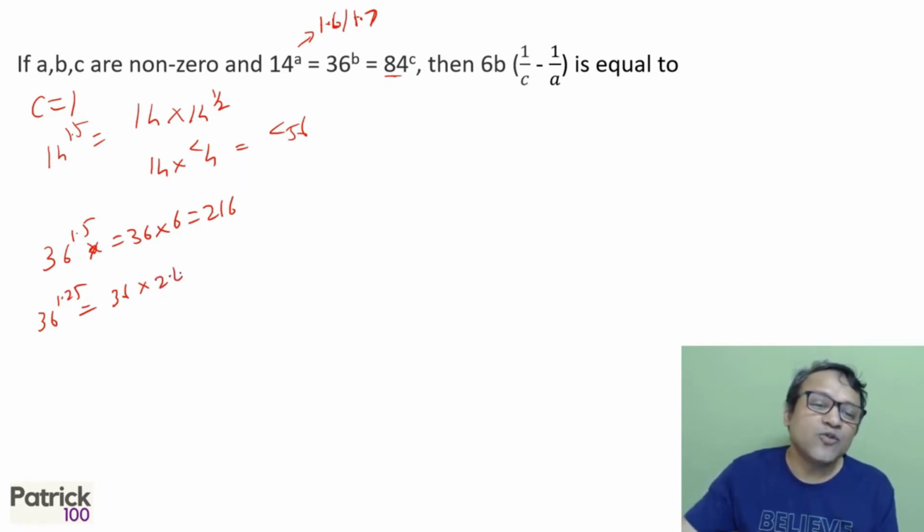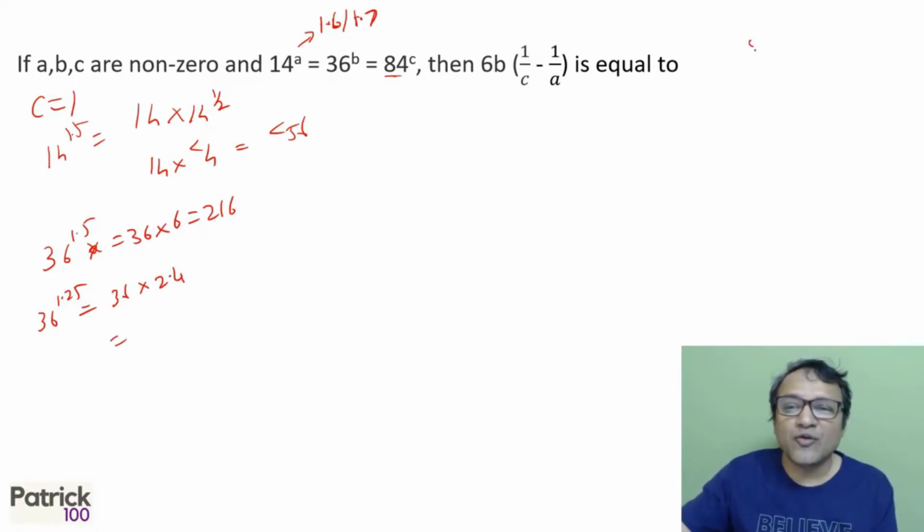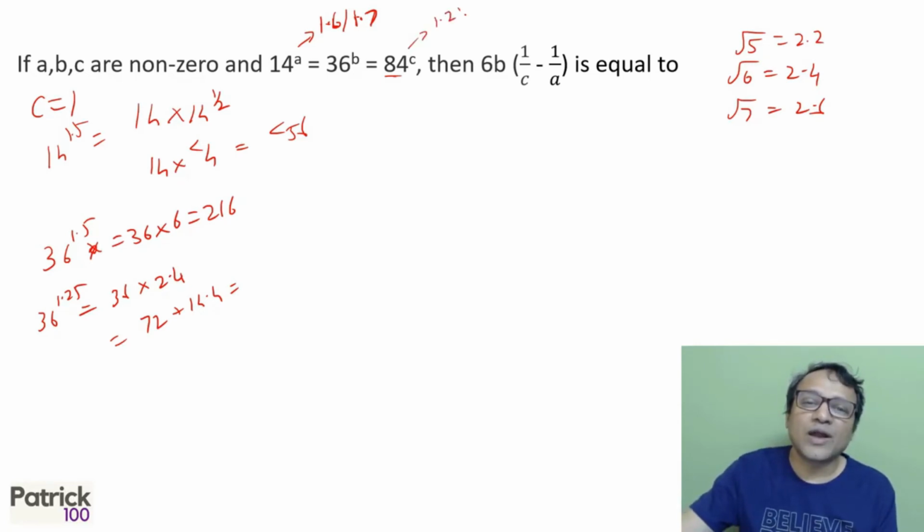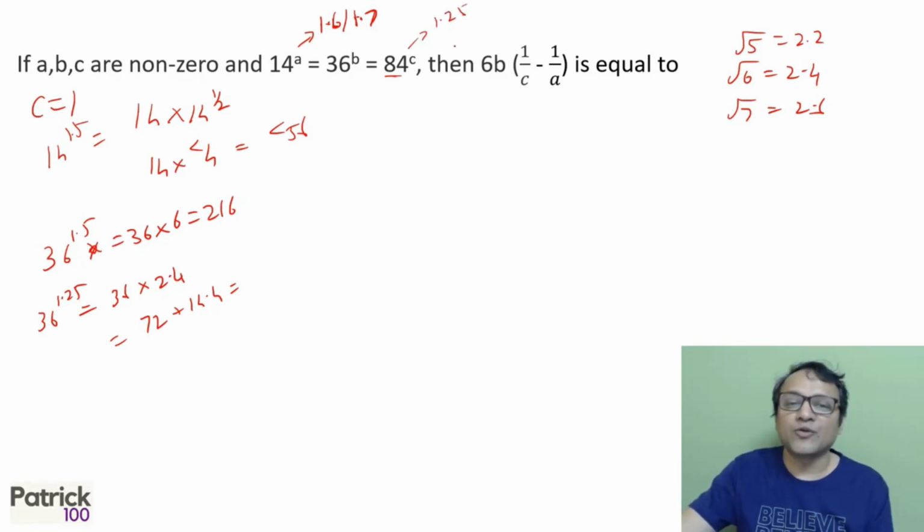Square root of 6 is 2.4 approximately, which if you solve, you should make out: square root of 5 is approximately 2.2, square root of 6 is approximately 2.4, square root of 7 is approximately 2.6, and so on. So this becomes 72 plus 14.4, it becomes more than 84. So I know this is around 1.25 approximately, 1.2, 1.25.